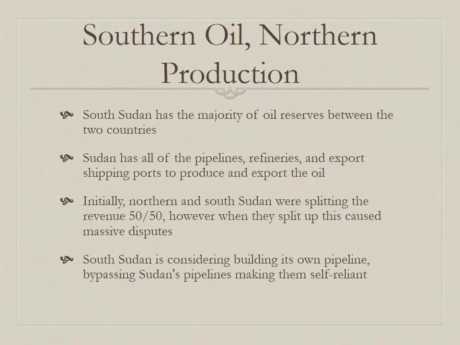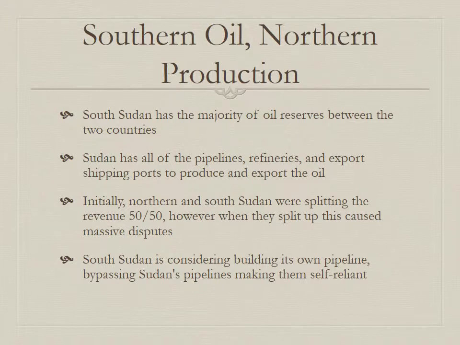South Sudan has a majority of oil reserves between the two countries, coming in at around 3.5 times the amount of oil found in northern Sudan. Northern Sudan, however, has all the pipelines, refineries, and export shipping ports that produce and export the oil found in southern Sudan. Initially, the South and North Sudan were splitting the profits at an equal 50-50 margin.